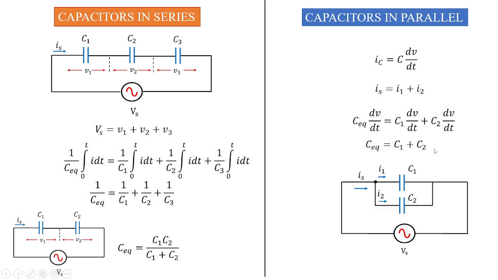Now, what is the conclusion? When you have inductors or resistors, arranged in series or parallel, their formulas are almost similar. Quite opposite to the inductor or resistor, the capacitance formula for series connection and parallel connection is opposite. Also, you should remember that the energy stored in the capacitor will be half CV square.